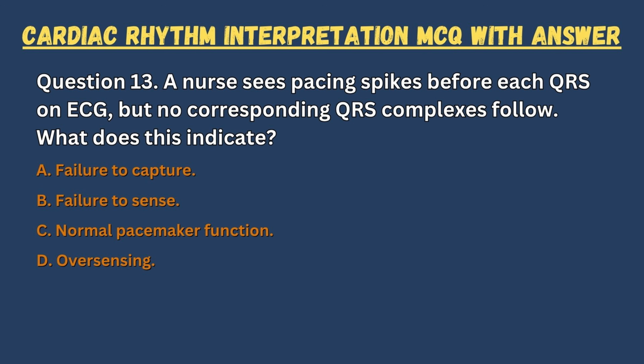Question 13. A nurse sees pacing spikes before each QRS on ECG, but no corresponding QRS complexes follow. What does this indicate? A. Failure to capture. B. Failure to sense. C. Normal pacemaker function. D. Oversensing.